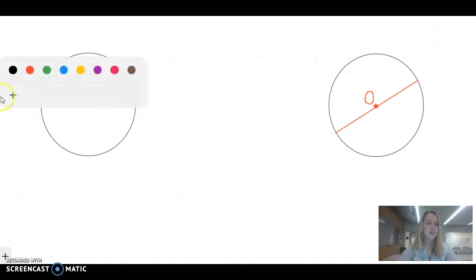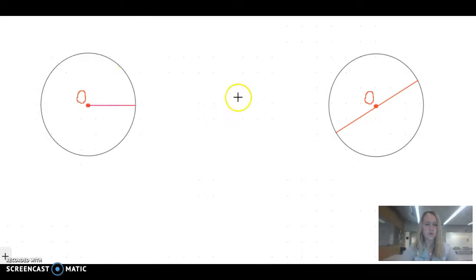Perfect. An example that is not a diameter, I will put in, let's go gray. An example that is not a diameter is something that looks like this. The reason that's not a diameter is because it does not pass through the origin. It may touch both sides of the circle, but it does not pass through this middle part, which is the whole point of a diameter. So let's undo that piece.